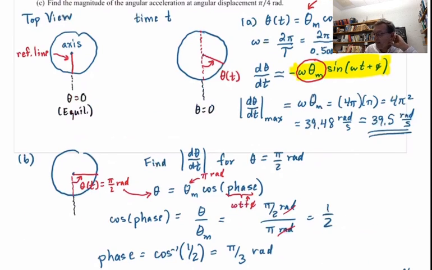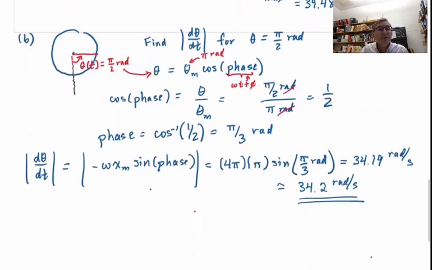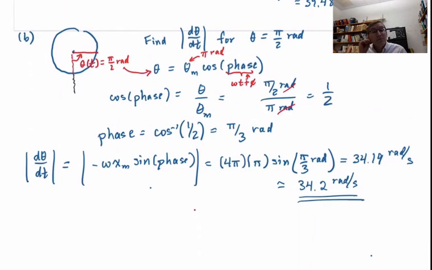Note the angular speed at this location is less than the d theta dt max, the maximum angular speed. That's good. It can't be bigger than what we found to be the maximum angular speed, which we found to be 39.5 radians per second. So the d theta dt for the picture right there in B is 34.2 radians per second.